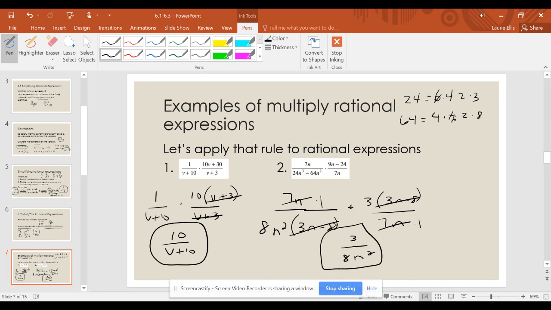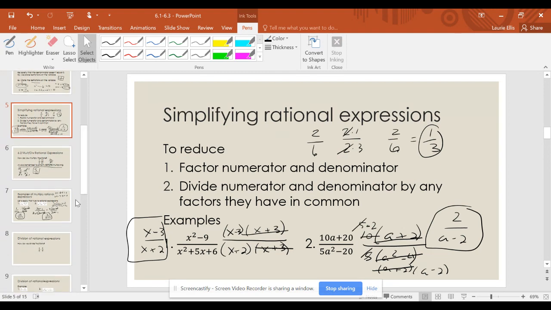The other thing that I will see students do is they multiply all of this out, and they're left with 7n times 9n minus 24 all over, and they keep going. 24n cubed minus 64n squared, and all of that times a 7n. It just gets really icky, okay? It goes way too much. You don't need to do that, okay? So you would simplify and then multiply across, just like we did with the fraction on the previous slide. 1 times 3 is 3. My denominator is 8n squared times 1. Okay, so simplify and then multiply.